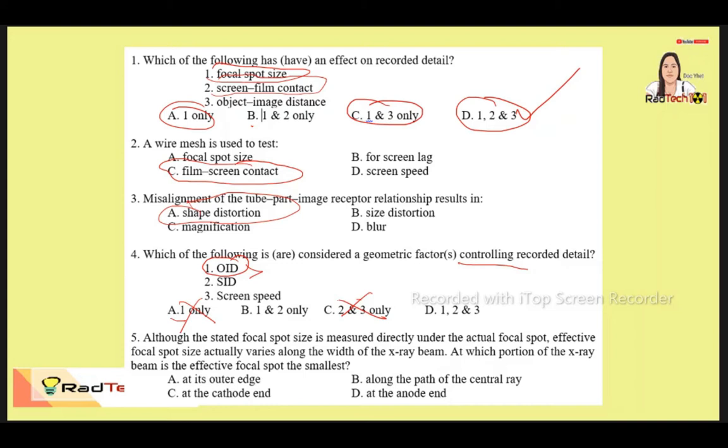So, screen speed. So, this is not directly influencing the recorded detail. So, this is more on sa contrast lang siya, pero indirectly. So, the correct answer is 1 and 2 only.